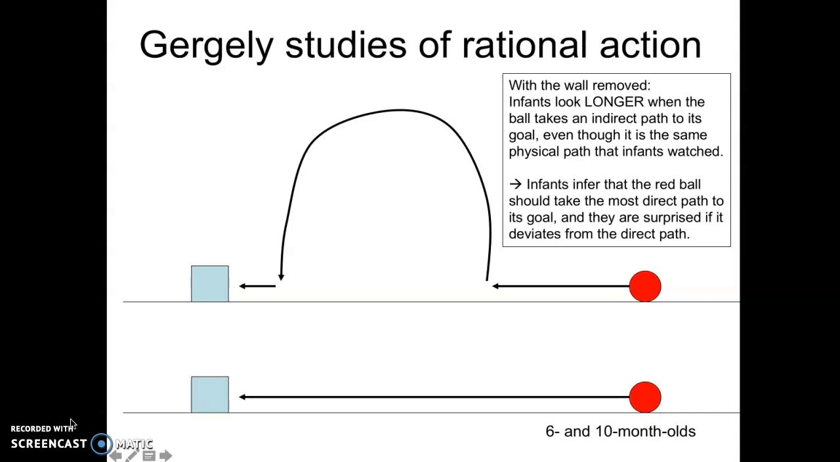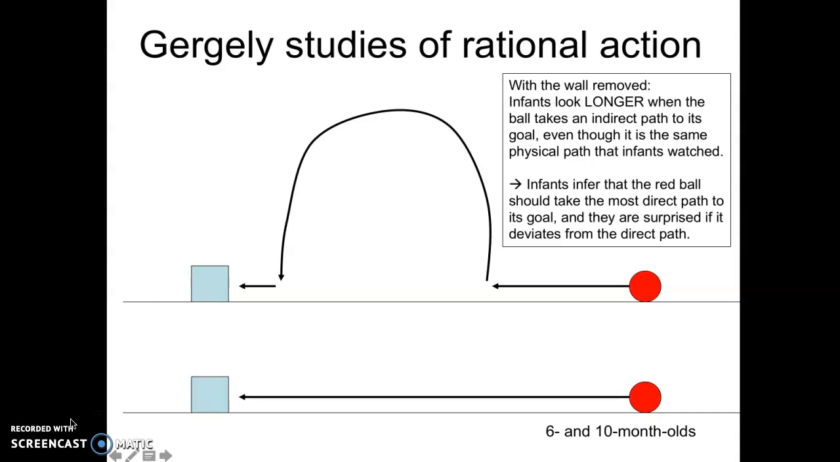And it's hard to know exactly how much depth and richness to attribute to infants in their reasoning about the red ball as an agent. And Gergely said, at the very least, we can attribute to them that infants have a theory of rational action, that agents are going to act in a rational way to get to the desired endpoint.